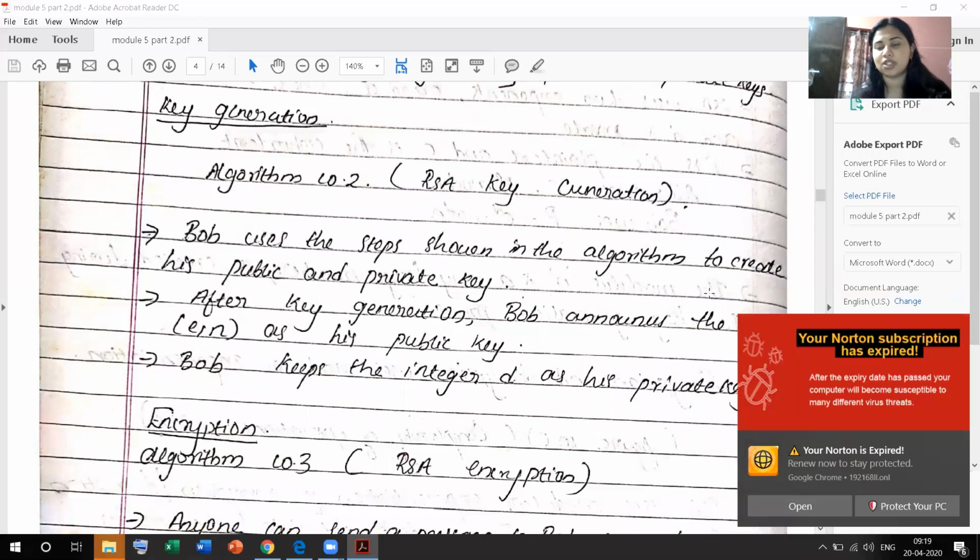Bob uses the steps shown in the figure to create his public and private key. After key generation, Bob announces E comma n as his public key, and Bob keeps the integer D as his private key.